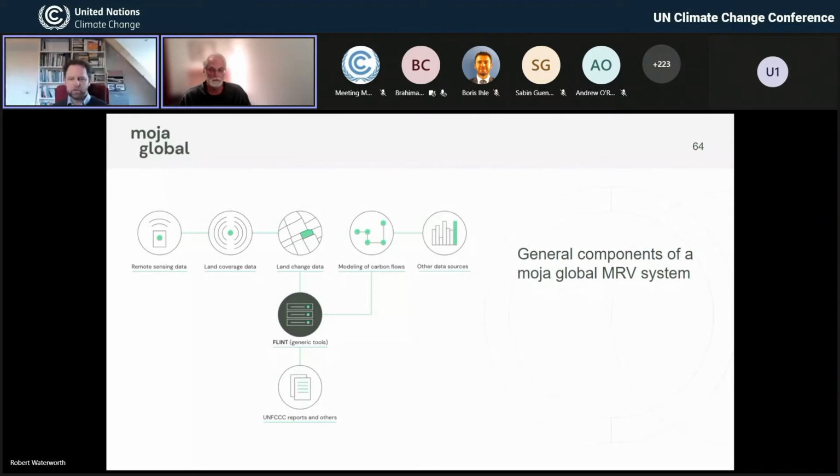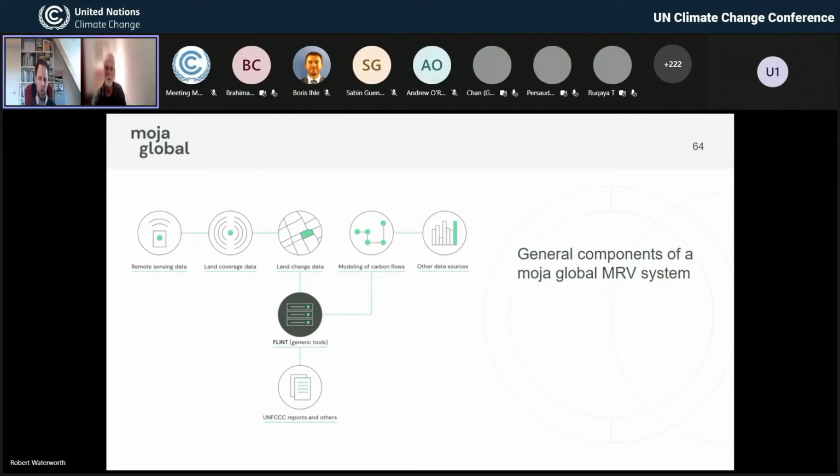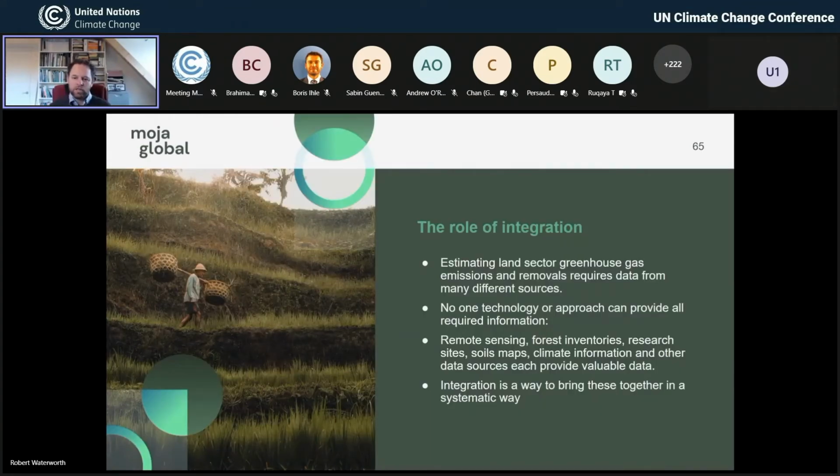Thank you. Yeah, I'll step through that very briefly. I won't go into this too much more because there's a lot of additional slides on here. So the quick summary for the role of integration here is that we do need data from all different sources, and it's as simple as that, and that's not going to change anytime in the near future. There is no one technology or approach that's going to provide all of this information. It is going to be how do we pull it together.